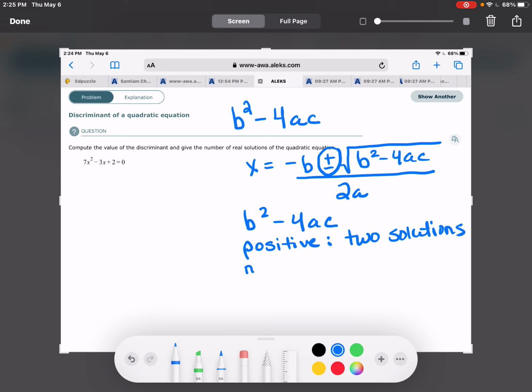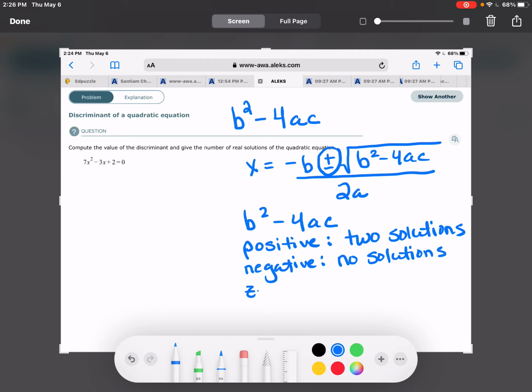If it is a negative number, then we're going to get no solutions because we can't take the square root of a negative number and get a real number. And so that means that we have one of those floating smiley faces or a little frowny face down below that never crosses the x-axis.